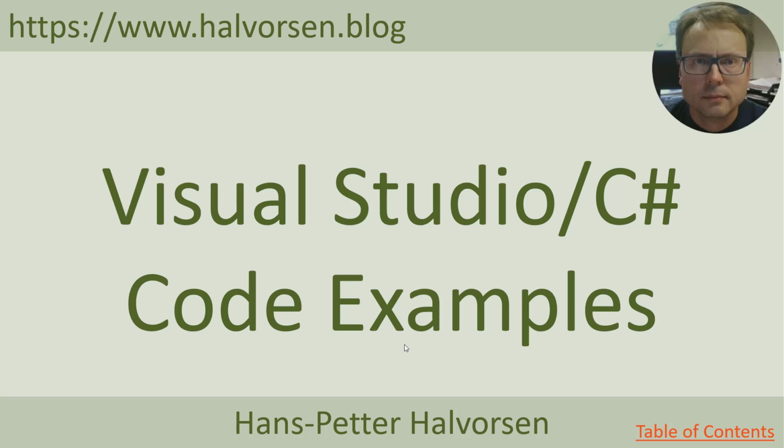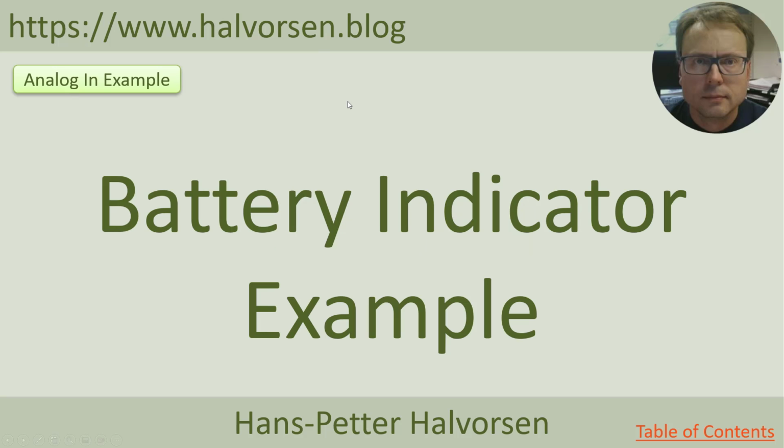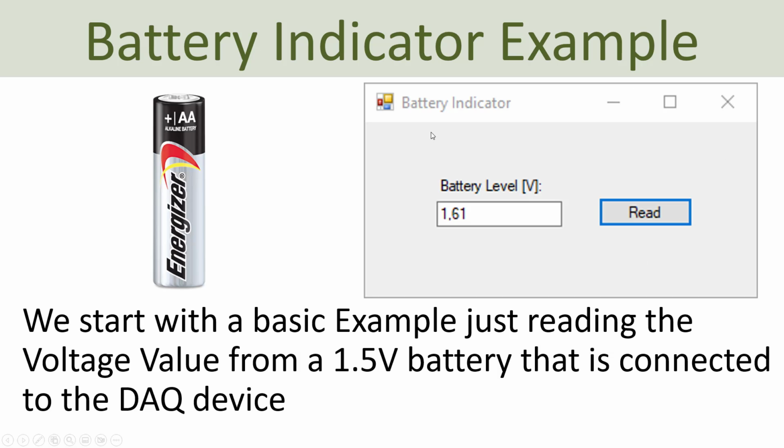So next let's see how we can use this DAQ device in Visual Studio and in C#. We start with an analog in example, and I will demonstrate a simple example I have called the battery indicator example. The application is simple: I have a text field, a button, and a label. When I click on this read button, I read the current value from the analog input channel where I have connected a battery. As you see in this example, when I click read, I'm able to read the current voltage value from this 1.5 voltage battery.